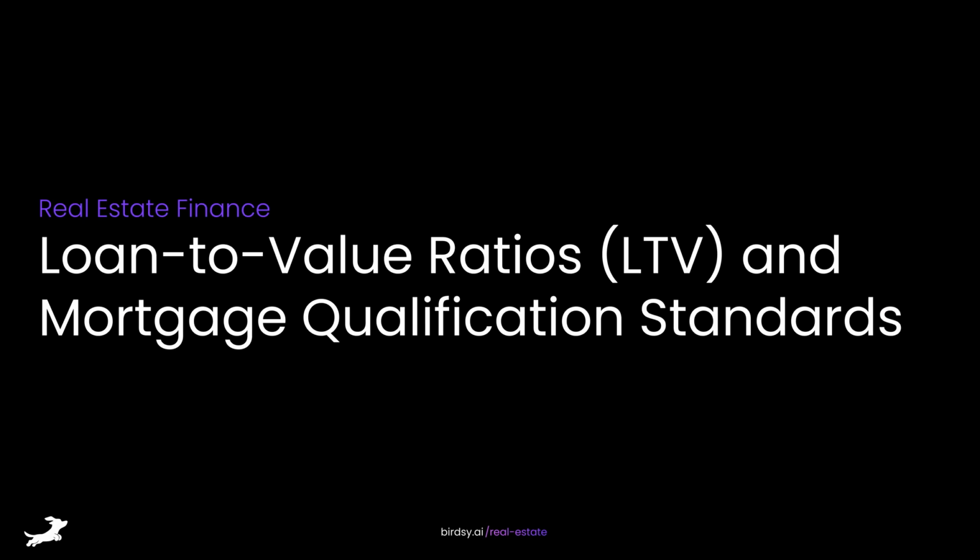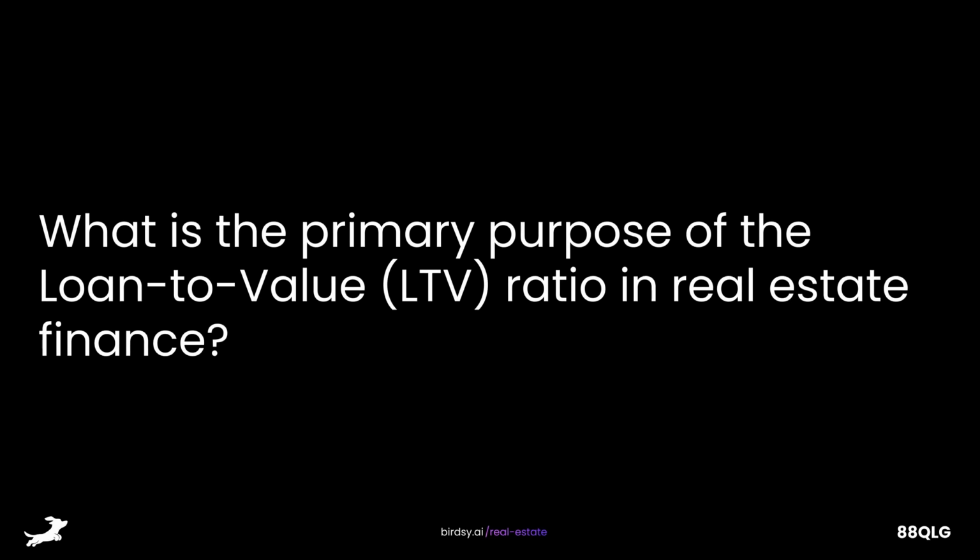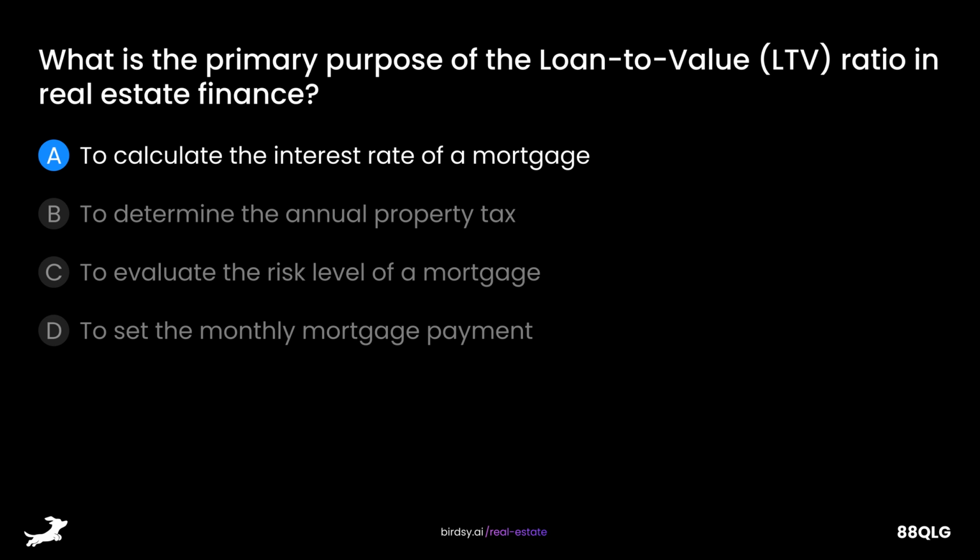Loan-to-value ratios and mortgage qualification standards. What is the primary purpose of the loan-to-value ratio in real estate finance? Is it A, to calculate the interest rate of a mortgage, B, to determine the annual property tax, C, to evaluate the risk level of a mortgage, or D, to set the monthly mortgage payment? The answer is C, to evaluate the risk level of a mortgage.